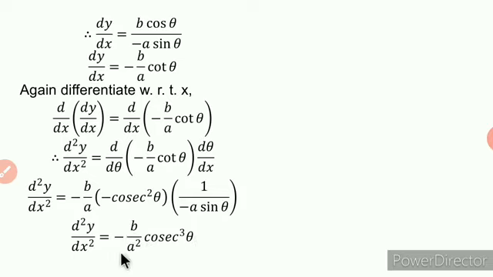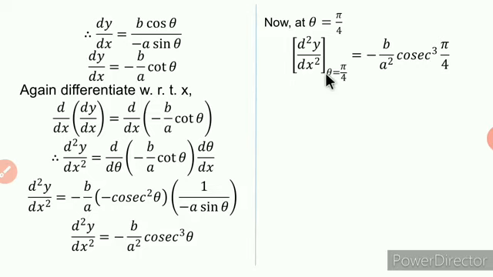But our aim here is to find the value at theta is equal to pi by 4, and therefore now at theta is equal to pi by 4, we get d square y by dx square at theta is equal to pi by 4 is equal to minus b upon a square cosec cube pi by 4. Now we know cosec pi by 4 is square root 2, and therefore we get it is equal to minus b upon a square into root 2 bracket cube. Now root 2 bracket cube means 2 root 2, and therefore we get it is equal to minus 2 root 2 b upon a square. This is the required value for the double derivative at theta is equal to pi by 4.